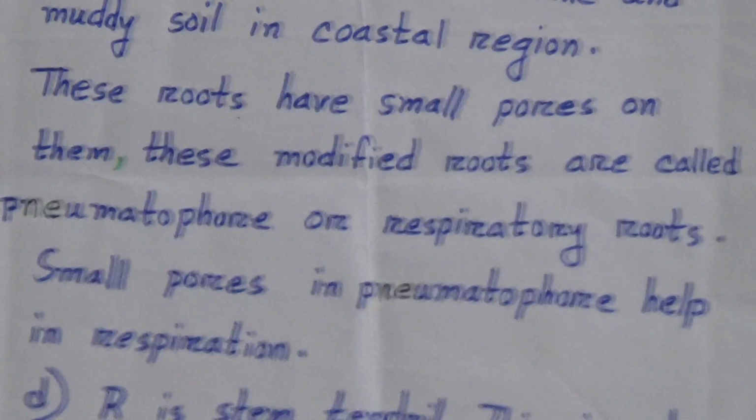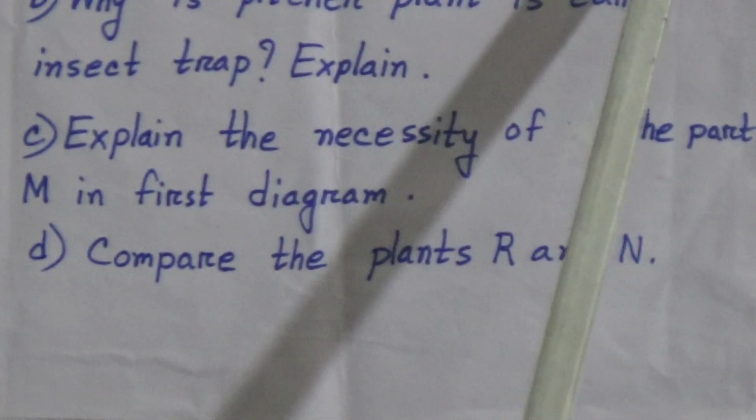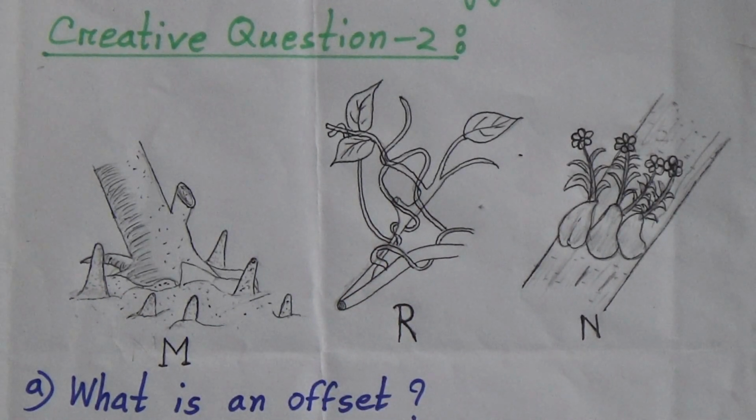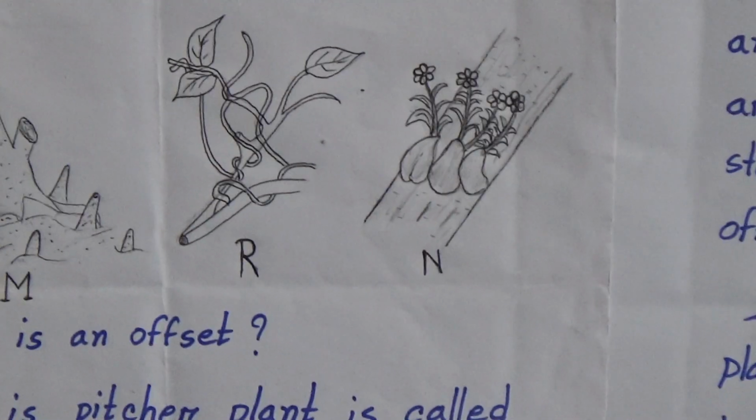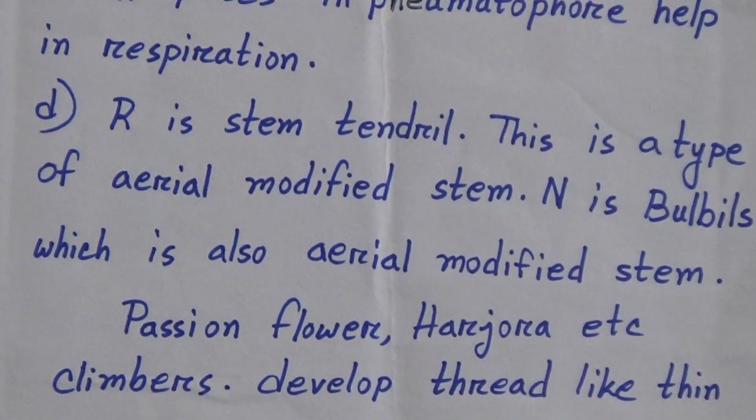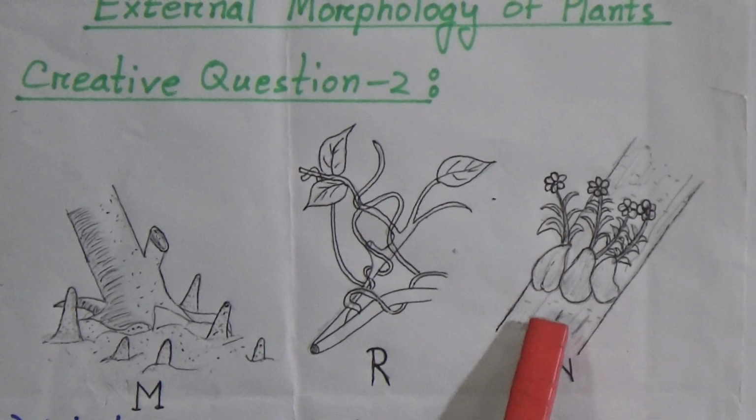Now D number question was, compare the plants R and N. Now answer is, R is stem tendril. If you can see this figure, R is stem tendril, and this is a type of aerial modified stem. And figure N is bulbil, which is also an aerial modified stem.